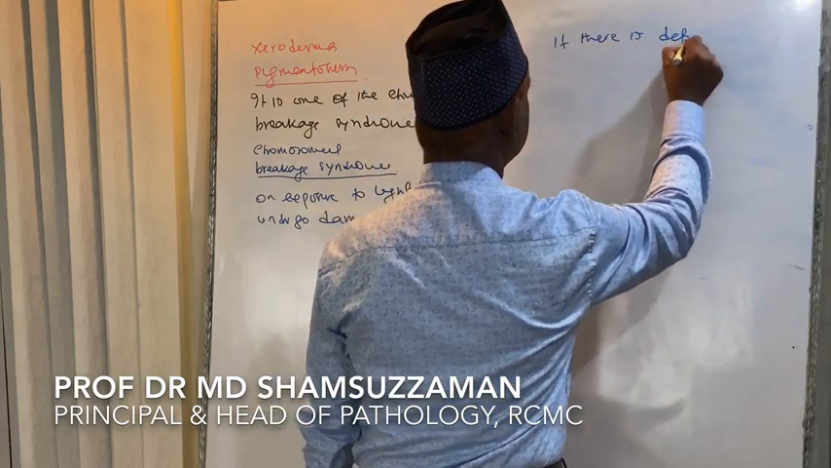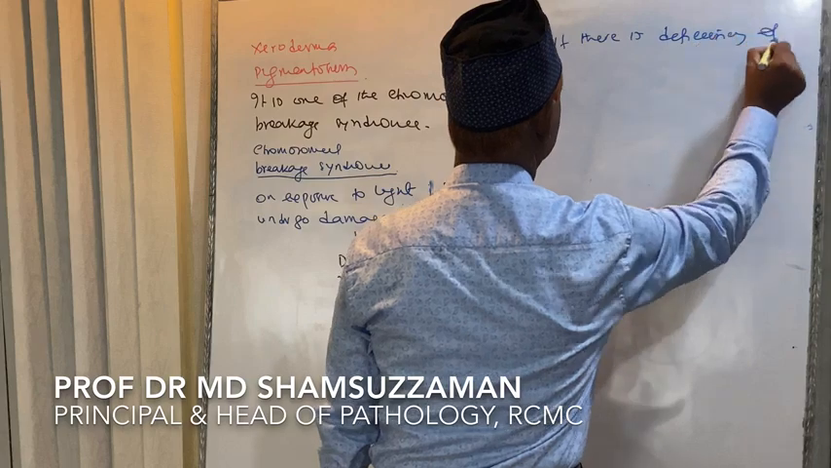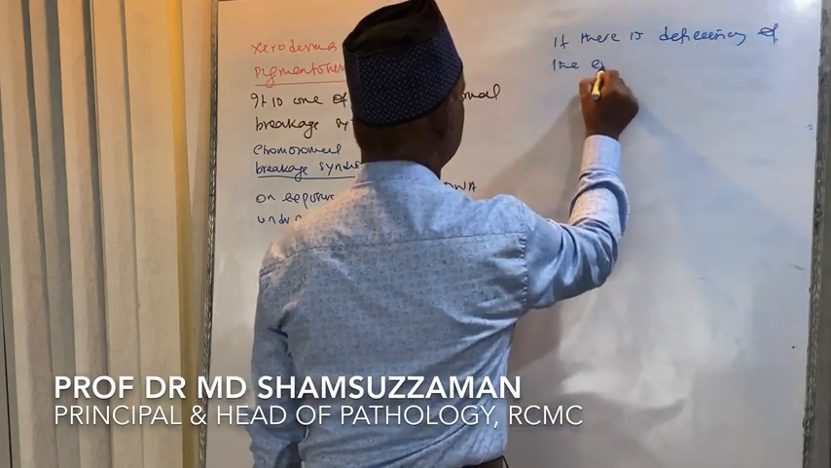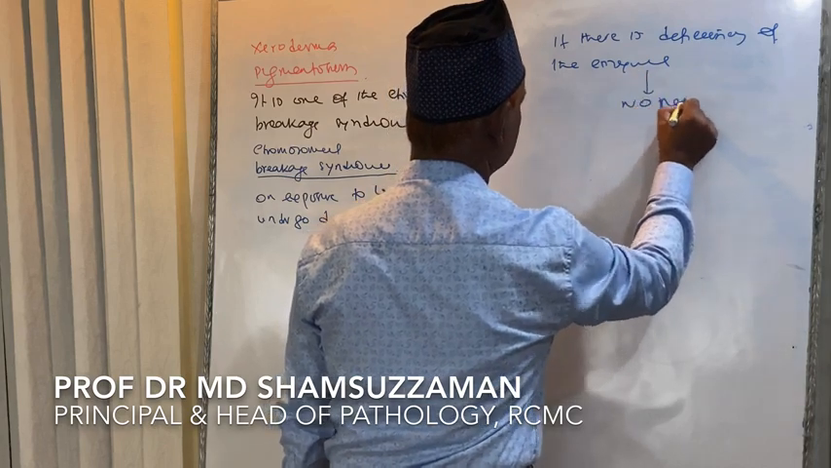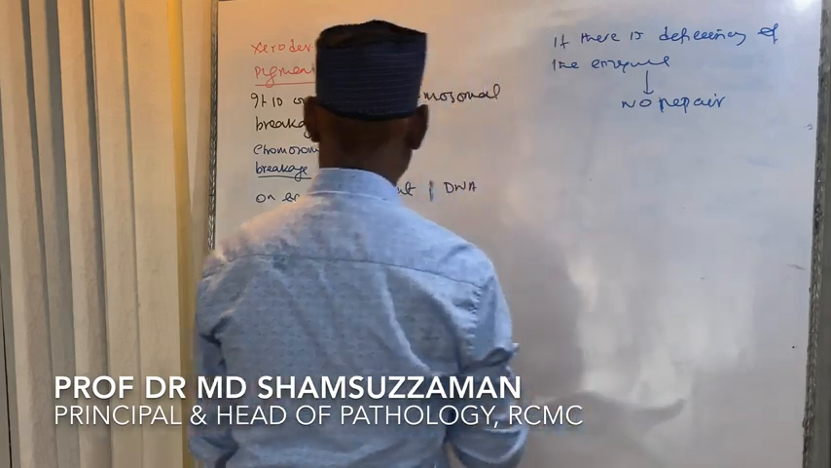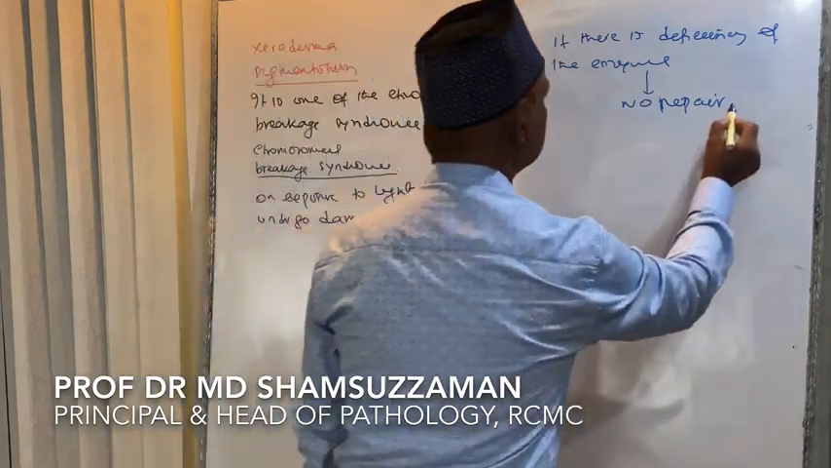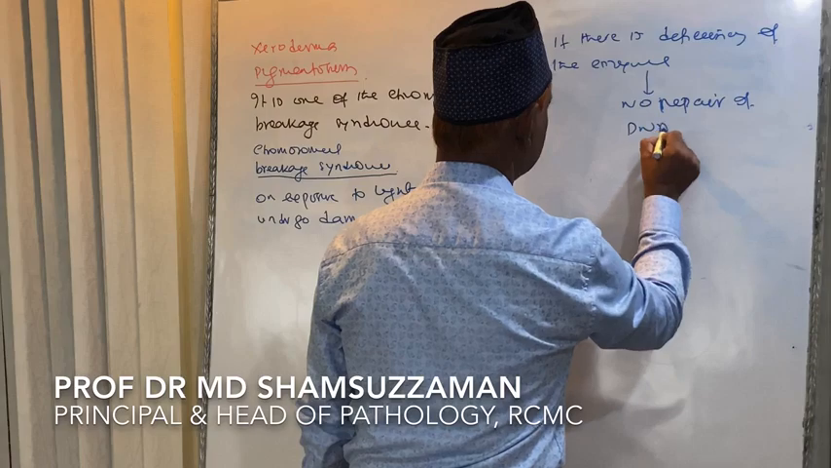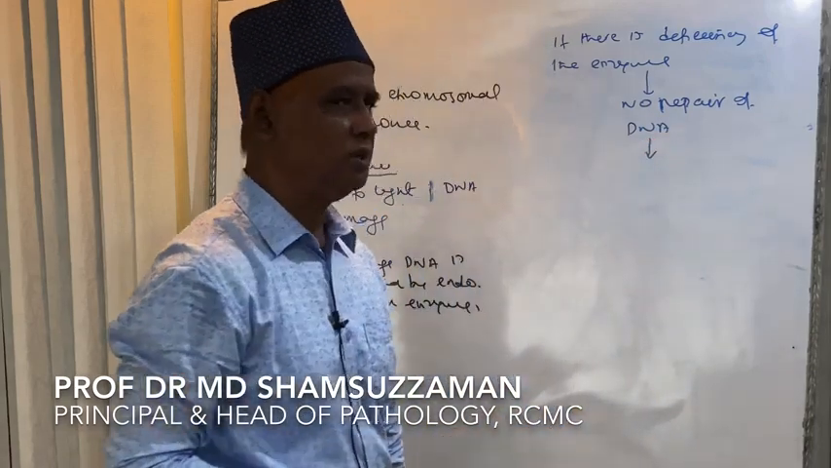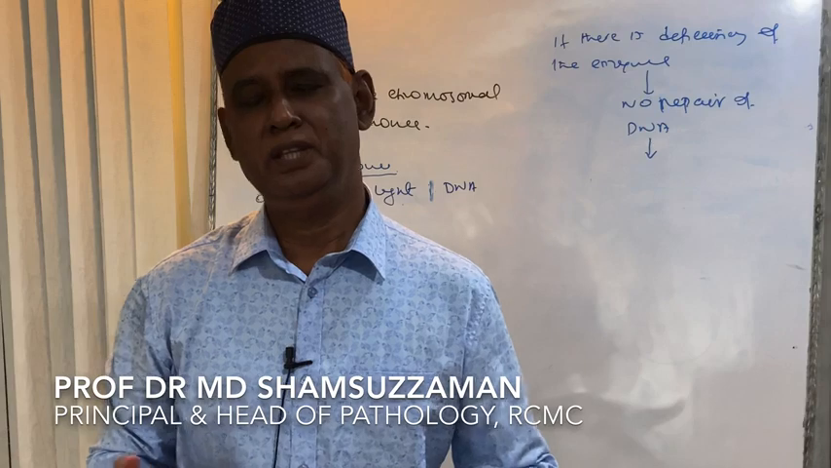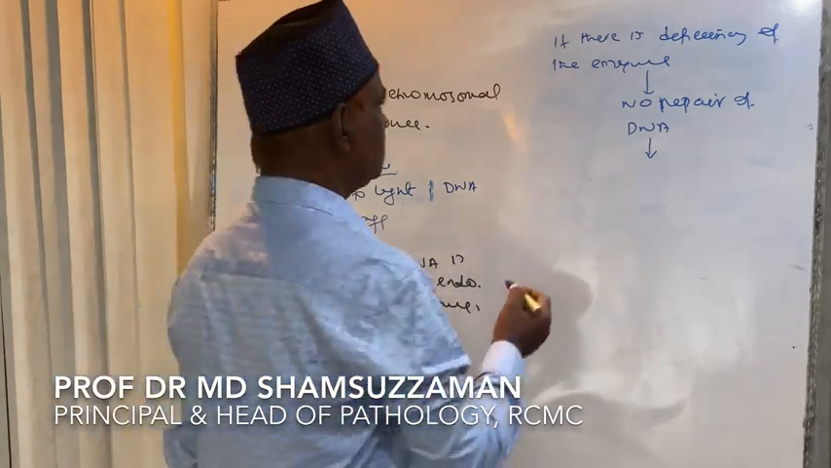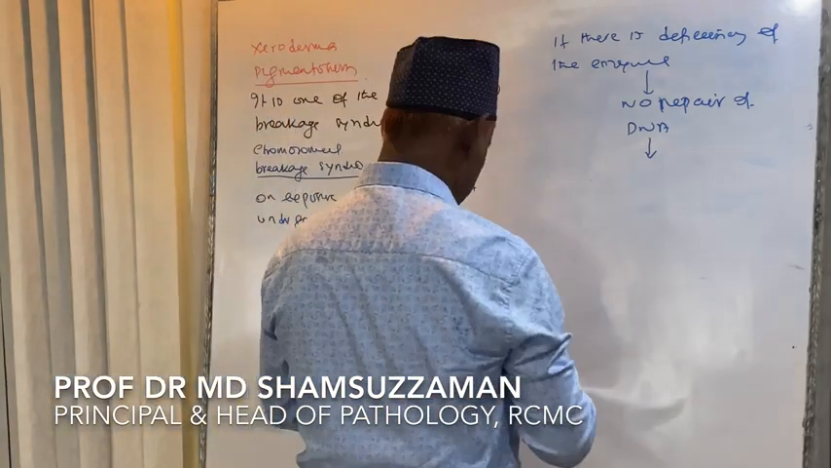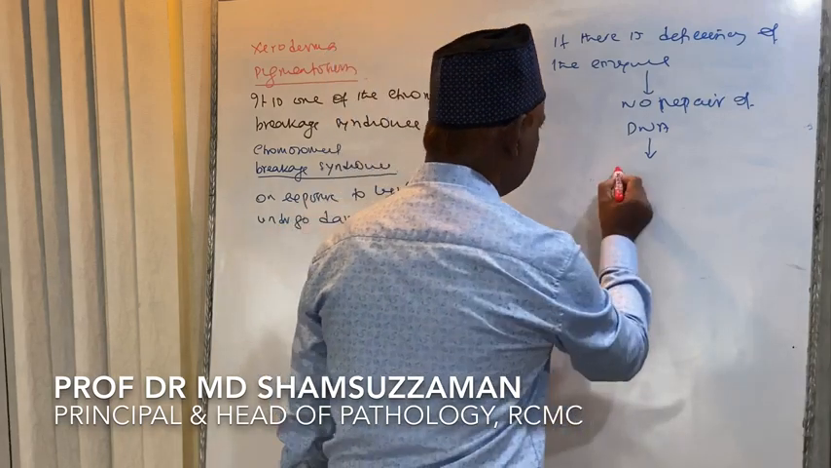If there is deficiency of the enzyme, what will happen? No repair of DNA. If there is no repair of DNA, this is known as chromosomal breakage syndrome. Dear audience, you know chromosome is composed of DNA. So if no repair of DNA, what will happen? There will be chromosomal breakage syndrome.